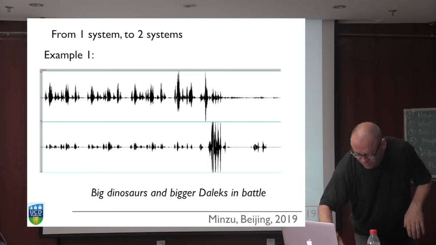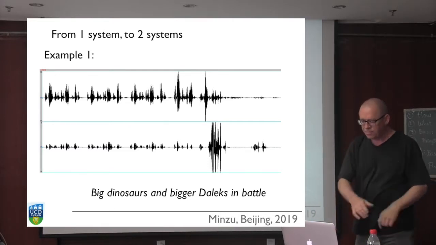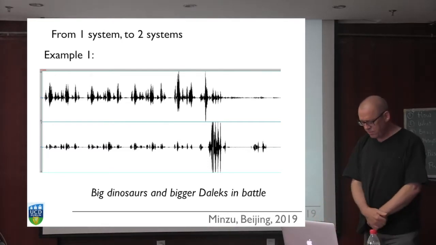Big dinosaurs and bigger Daleks in battle. Big dinosaurs and bigger Daleks.